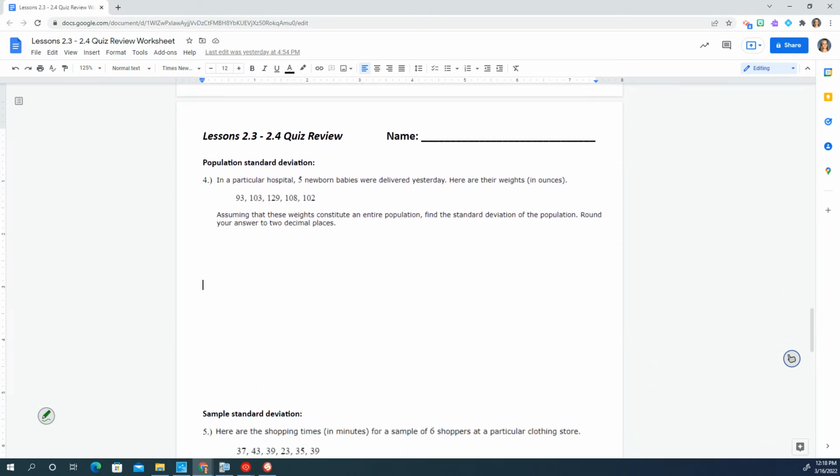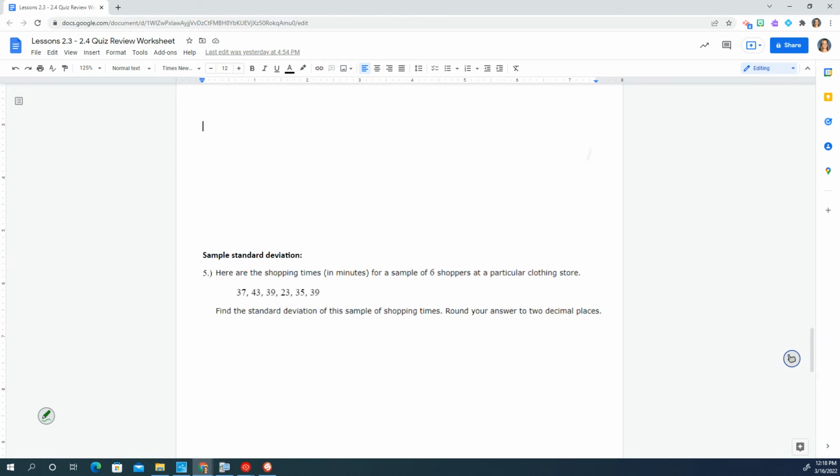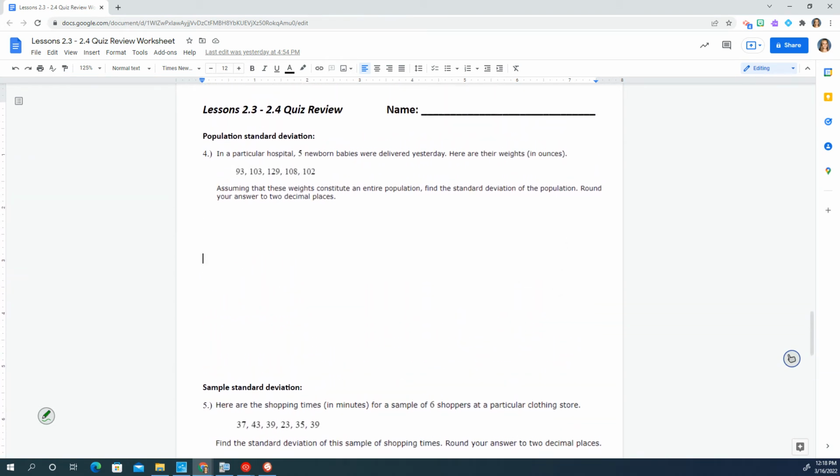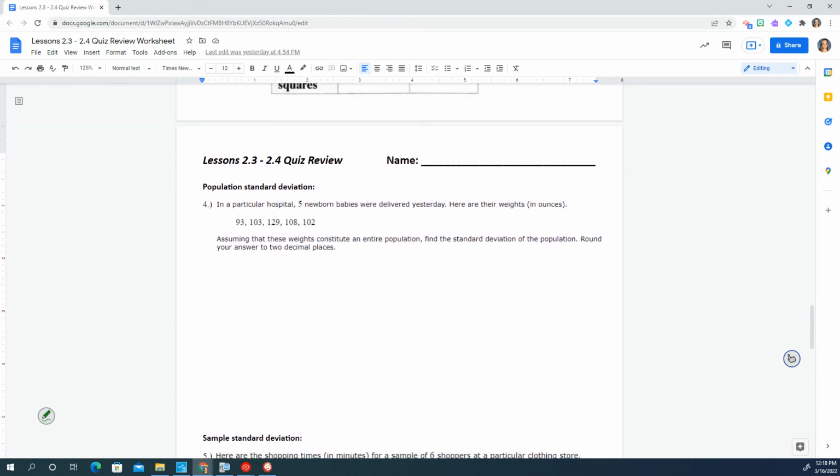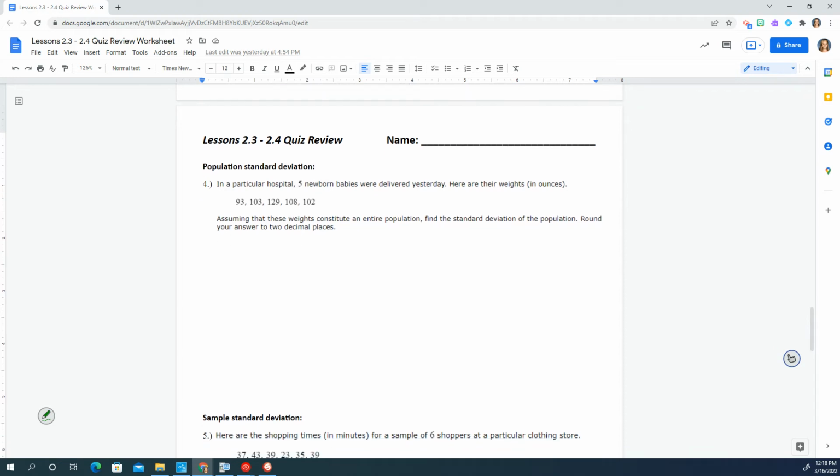All right, so I did one of each: a population standard deviation and a sample standard deviation, because they are different. You do get the formulas on your test, so you can see if you need to subtract one or not. The population is the one where you don't need to divide by n minus 1. You just divide by the number of entries.